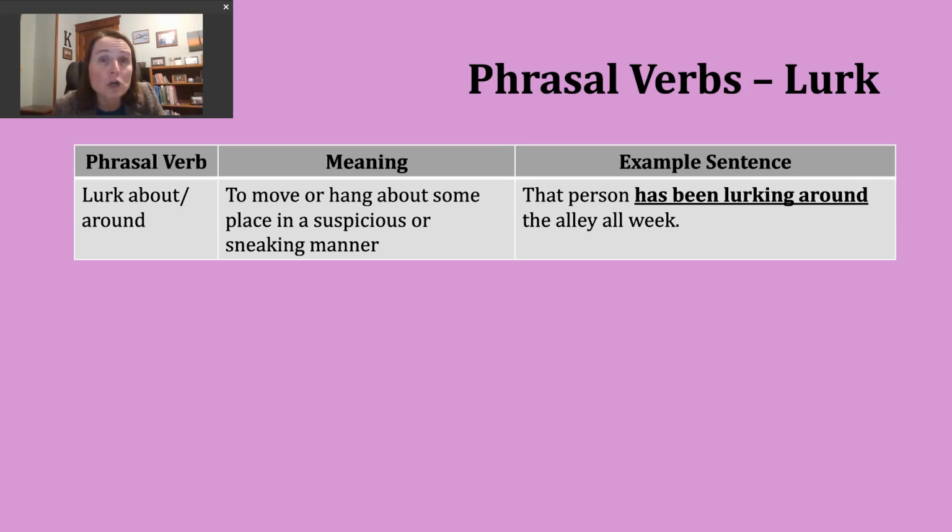So for lurk around, you should know that it means to move or hang about someplace in a rather suspicious and sneaky manner. So, this phrasal verb in a sentence might be: that person has been lurking around the alley all week. Right? So someone is maybe around every day for a long period of time at this particular place, and there's maybe something about the way the person is moving or interacting, maybe their body language, facial expressions that just kind of make you uneasy, right?